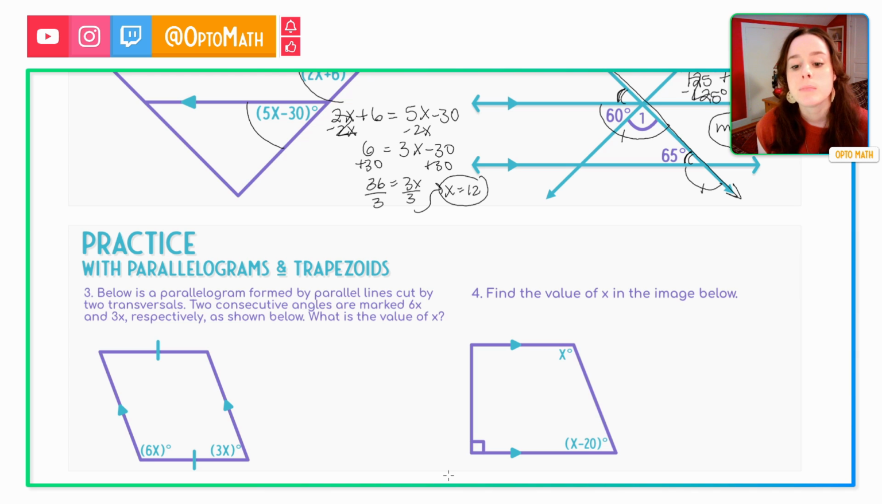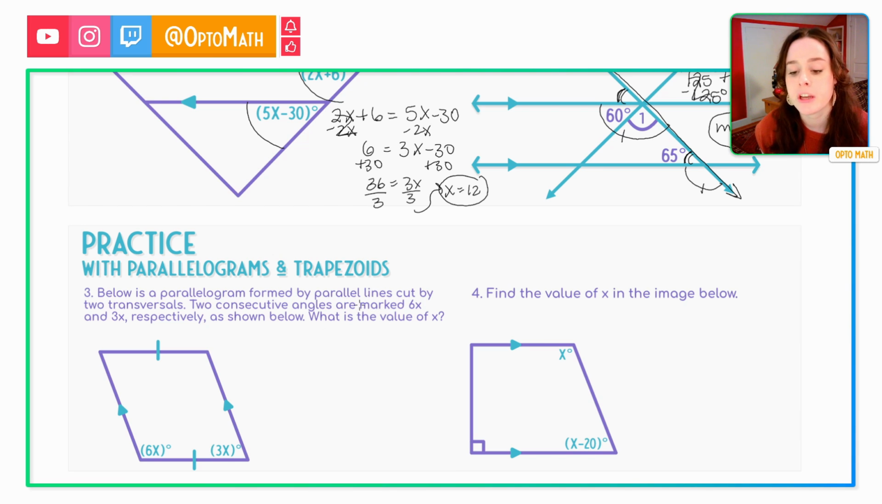Number 3. Below is a parallelogram formed by parallel lines cut by 2 transversals. 2 consecutive angles are marked 6x and 3x respectively, as shown below. What is the value of x? Okay, a lot of language to show us, hey, let's find x.